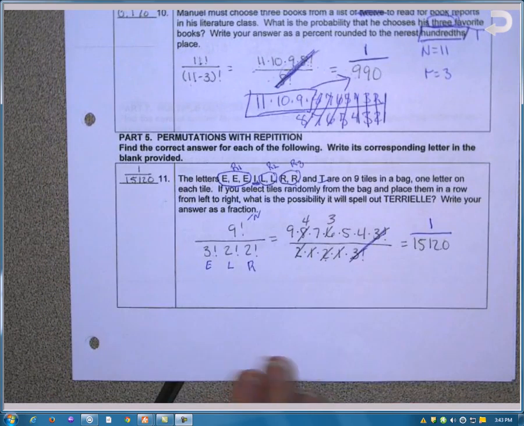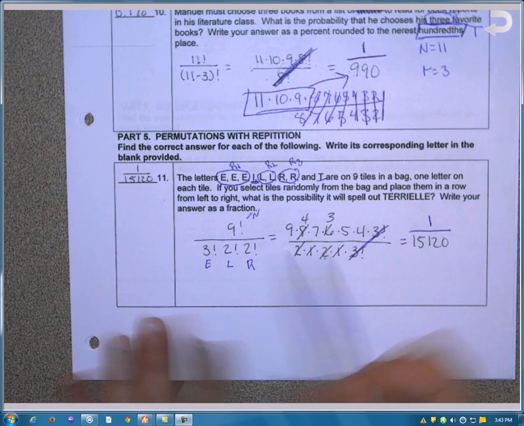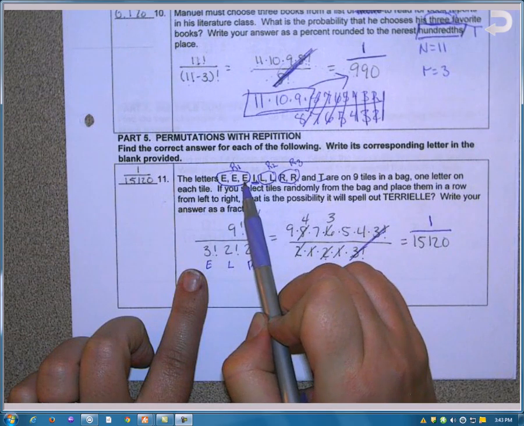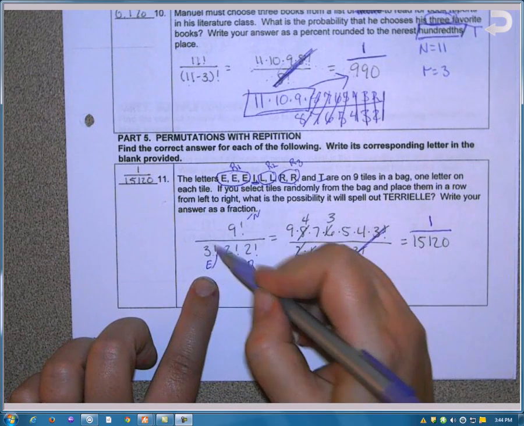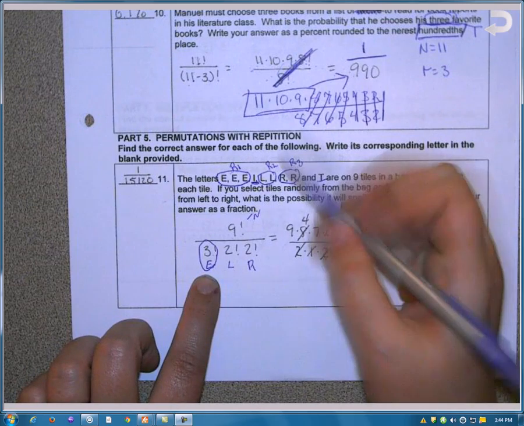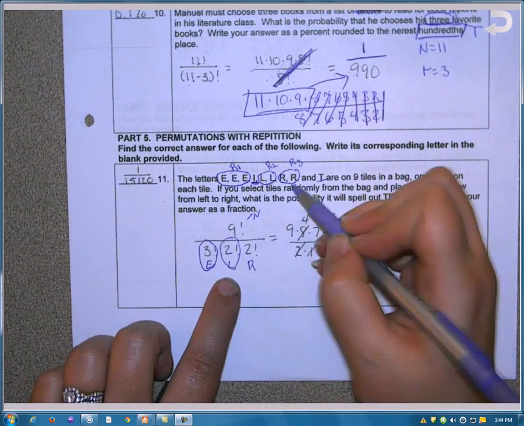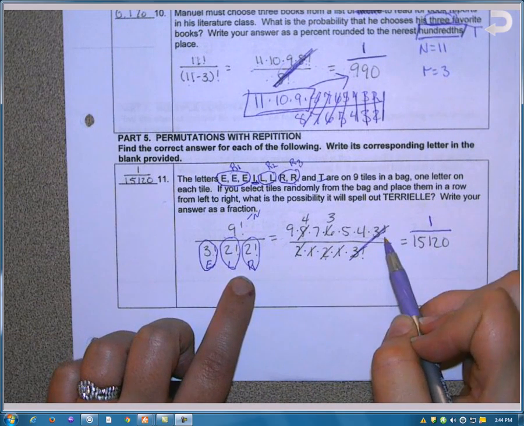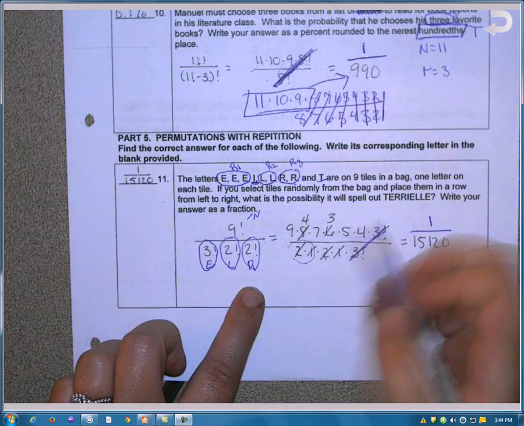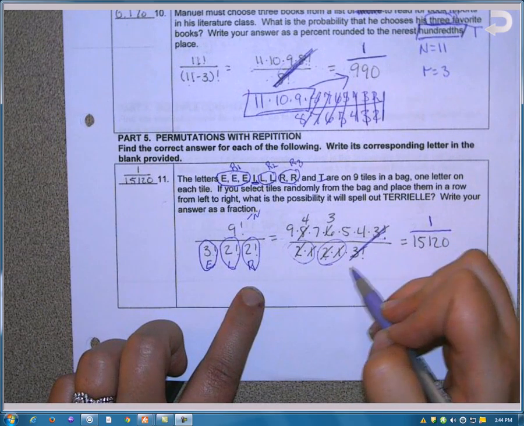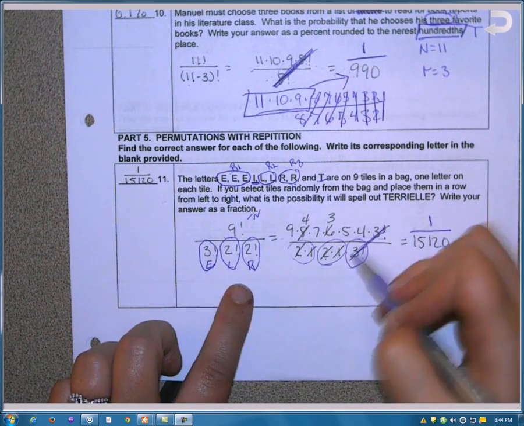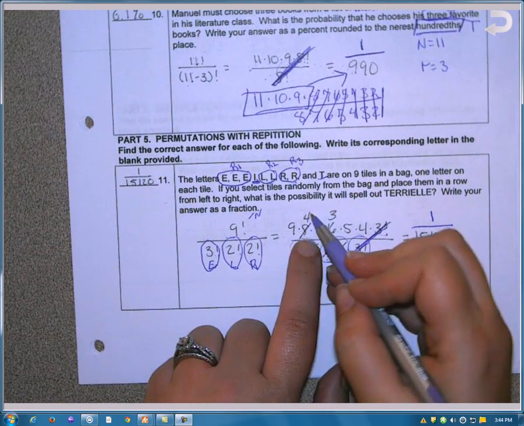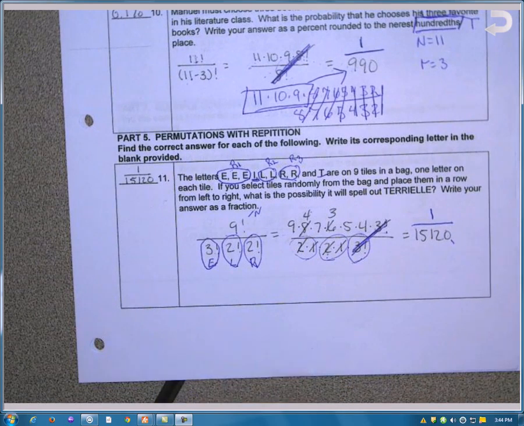Permutations with repetition. That's when you're finding the repetition. This is repeating 3 times, so that's repetition. The E repeats 3. The L repeats 2. The R repeats 2. So that's 9 factorial over 2 factorial, 2 factorial, and 3 factorial. You can cancel out the 3. Because of these 2, you can divide 2 things by 2, and you can get that.